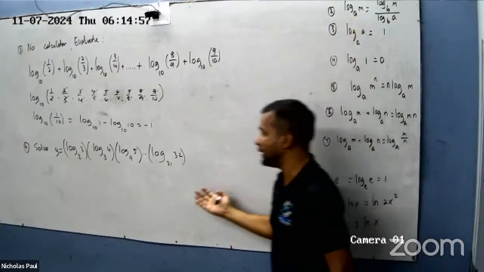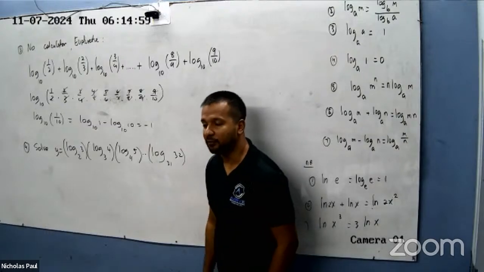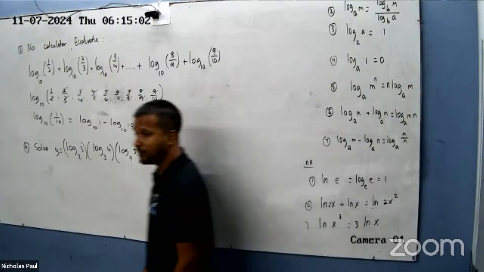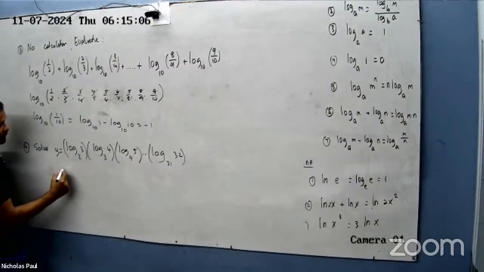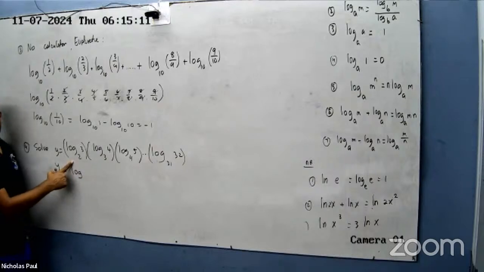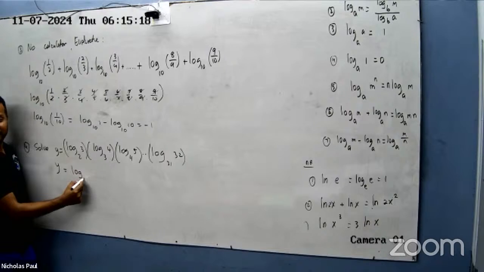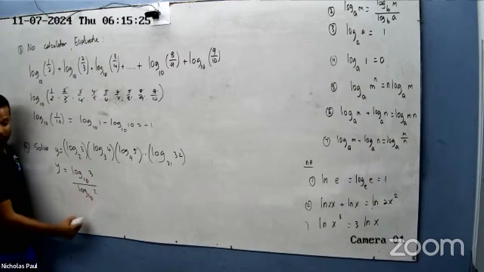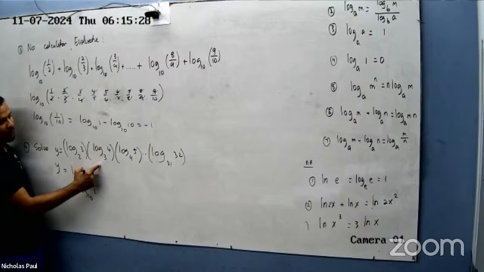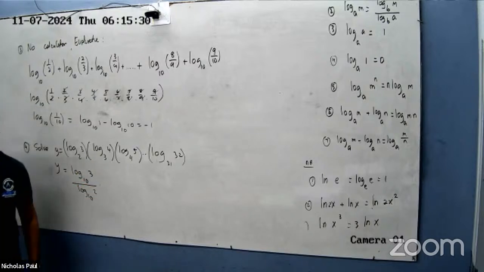So I'm going to ask you, what base would you change them to? Change them all to base 10 and let's see what will happen. What will this be? This will be log to the base 10 of the numerator over log to the base 10 of the denominator. Then same thing here. What will happen here? Try it out.